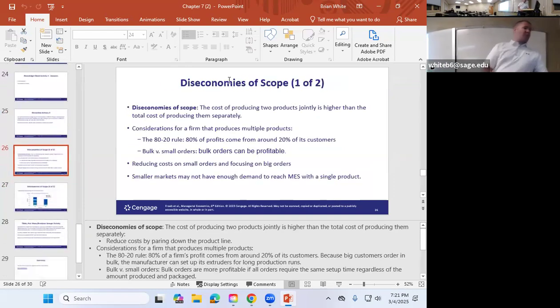But diseconomies of scope is when the cost of producing two products jointly is higher than the total cost of making them separately. So it just means the opposite of it. That's all it is. So if you see this on a test at some point, diseconomies of scope is it costs more to do it, so maybe it doesn't make sense. Where economies of scope, it makes sense. That's all. All right. That really wraps up chapter 7. It's those two big key concepts in there.